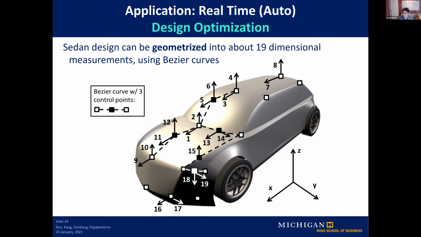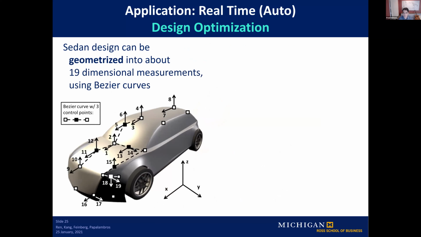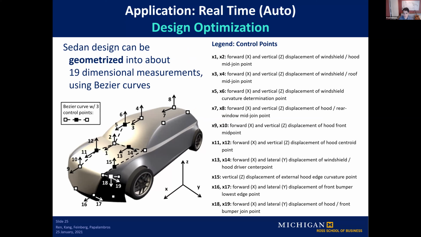Yeah, you can put in a few more if you want. You can put in a few less. This is a judgment call. But we found that you can capture the space of existing sedans quite well visually using these. There's no color, there's no internal design. It's just the external part. And you say, what are these points? Well, here you go. Here's a description of them. It's the forward and vertical displacement of the windshield. This is very boring, isn't it?